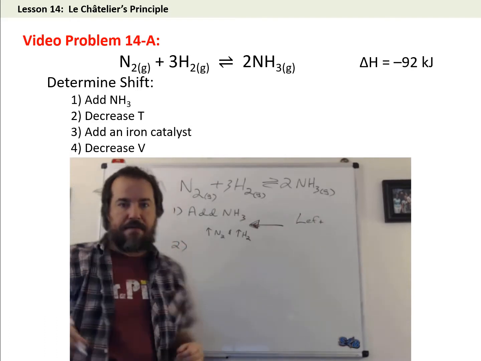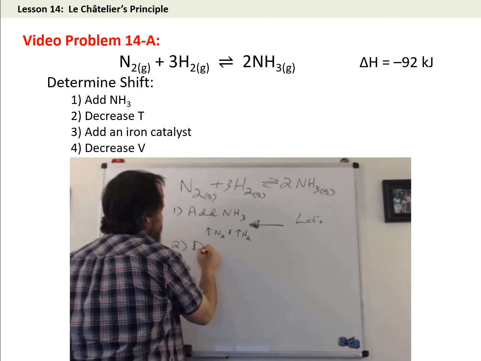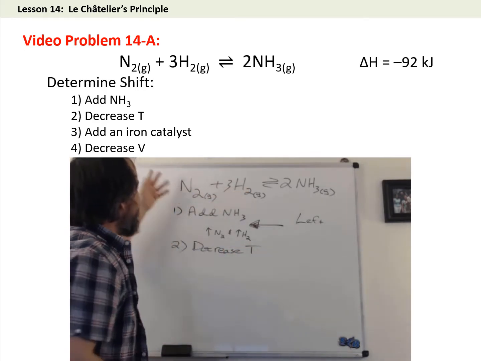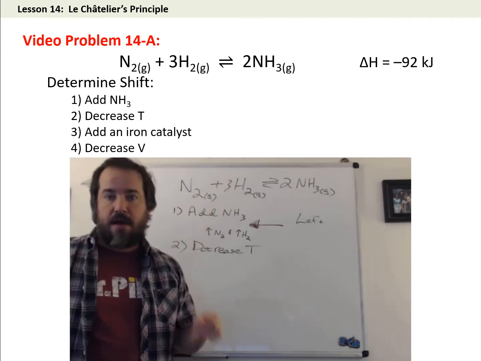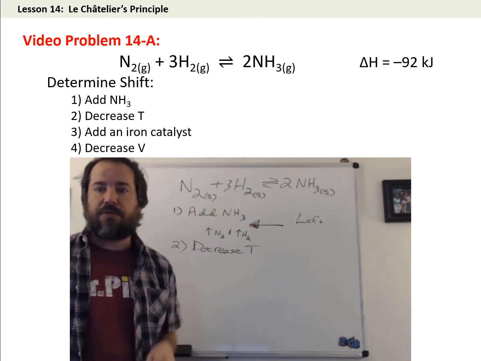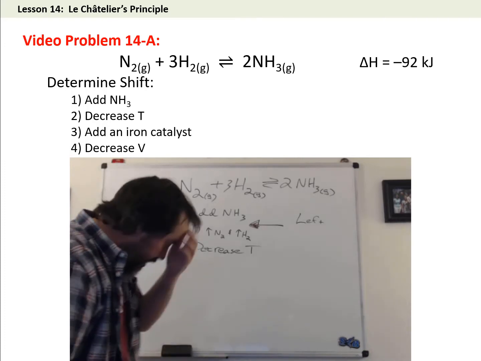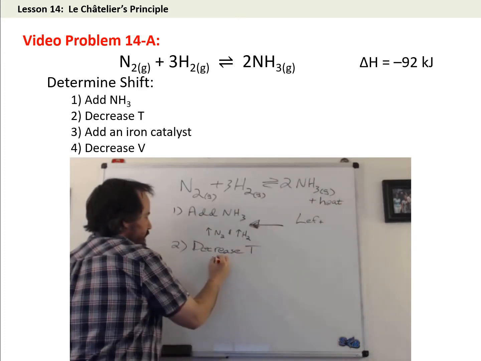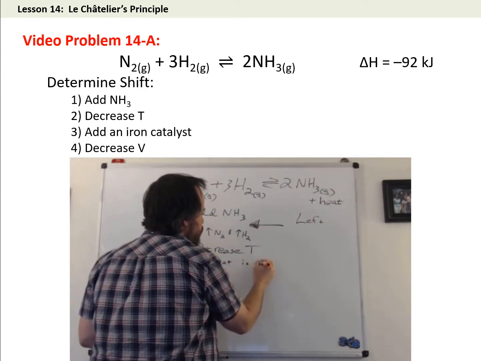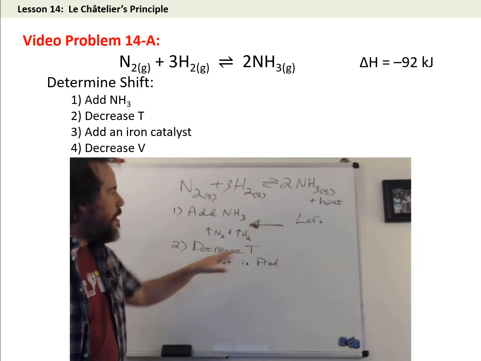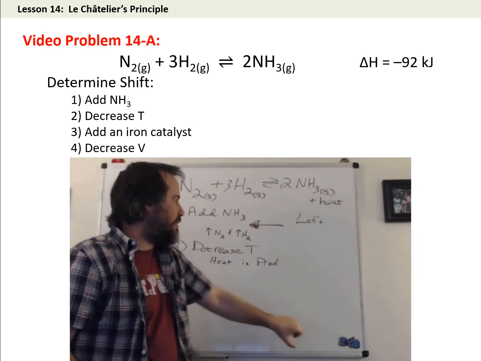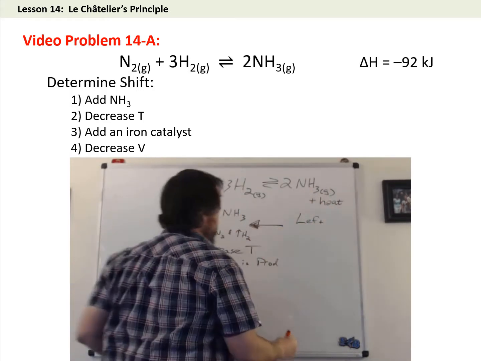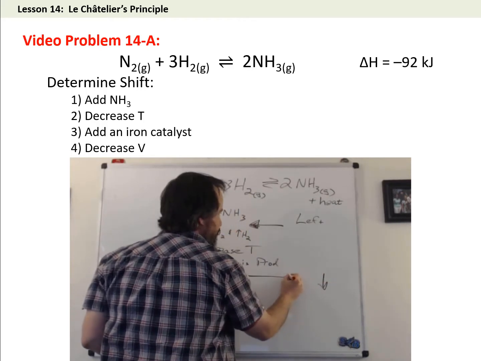Okay, 2, if I decrease temperature. All right, so for decreasing temperature, I need to look here and I need to say, what has to do with temperature? Well, nothing does. But notice I have delta H there. I'm told delta H is negative 92 kilojoules. So that means heat is a product. Okay? So what happens if I decrease temperature? Basically, I'm removing some of this, so I'm decreasing a product. So that means I need to make more product. So this goes down, so that means it shifts right.